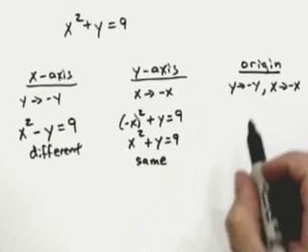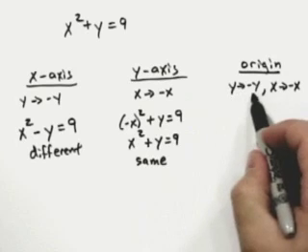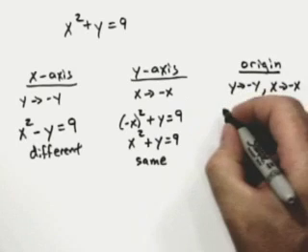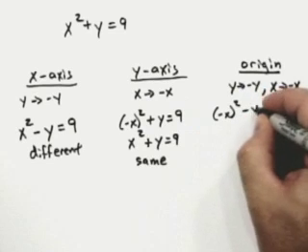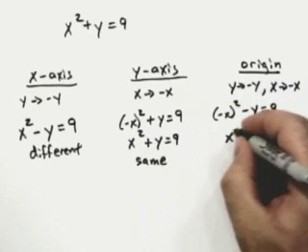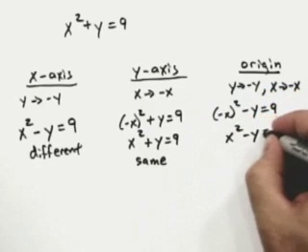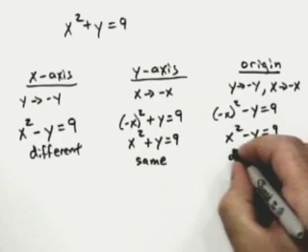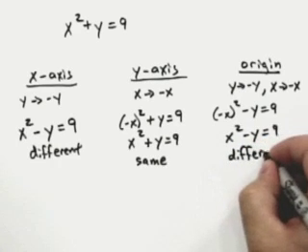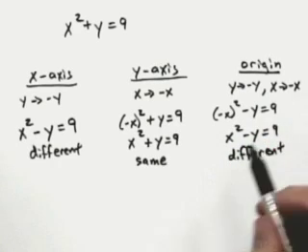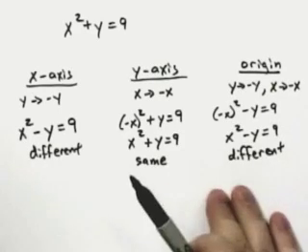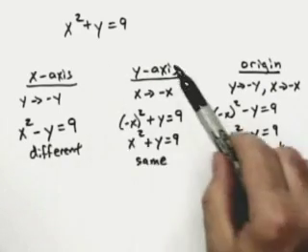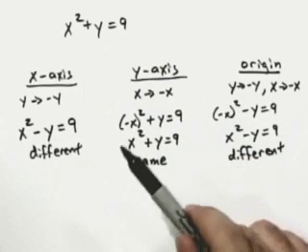Let's go ahead and check origin symmetry. We'll change both y to negative y and x to negative x. So we'll have negative x quantity squared minus y equals 9, or x squared minus y is equal to 9. Again, comparing to our original equation, we'll see that this is different. So the graph of the equation does not have origin symmetry. So for our three symmetries, the graph of this equation will only have y-axis symmetry.